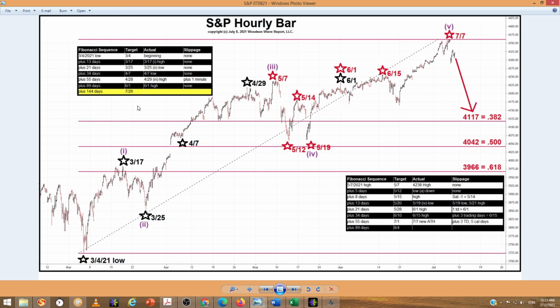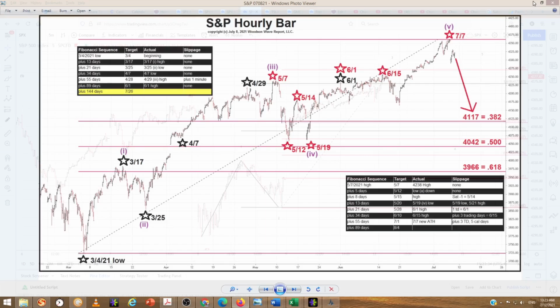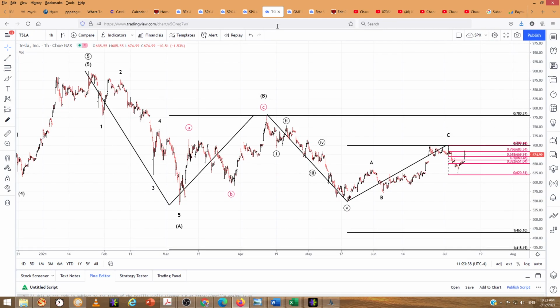So since this has been marking high after high after high, I wouldn't be surprised if the next high is on July 26th or July 27th, right near there. So we'll watch how that plays out over the next couple of weeks, okay? So that's the S&P. Let's look at Tesla, because some interesting things are happening here in Tesla.